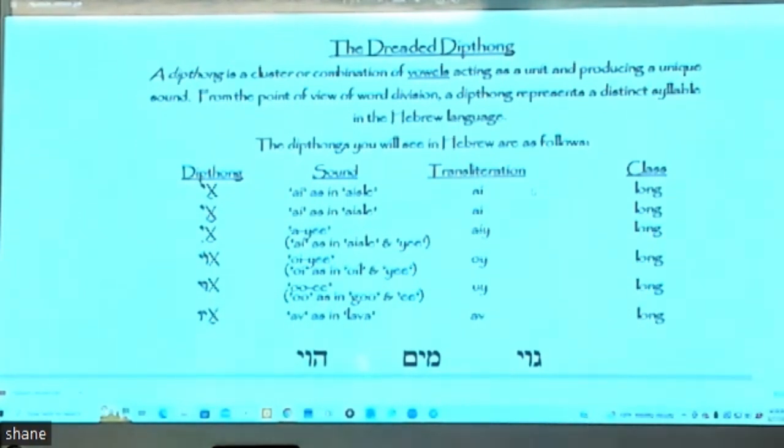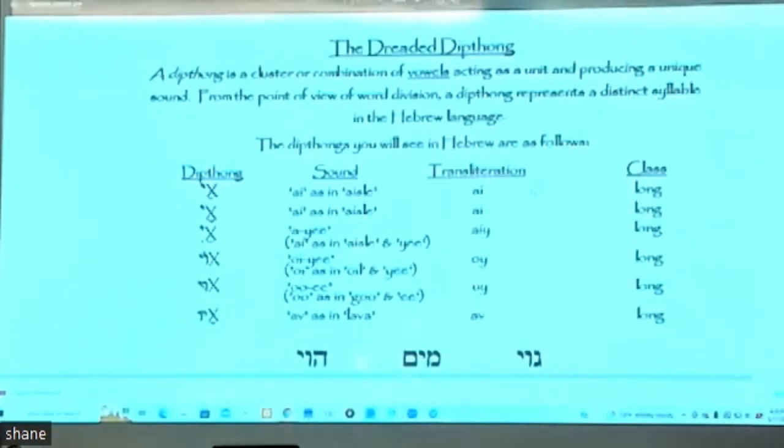So then the next one we have, number 5, is a consonant sound followed by a wa pointed shuruk with a yud following it. Where's the first part of our sound? It's coming from the wa pointed shuruk, ooh. And then the yud on the end, yi. Uyi.